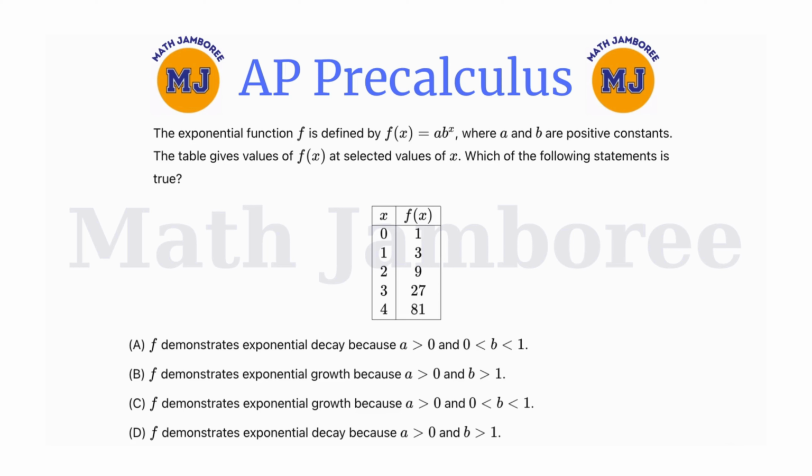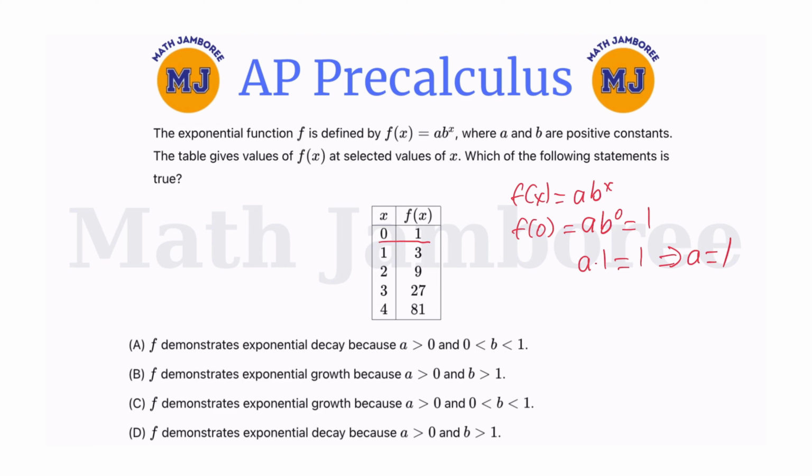The x values are 0 through 4 and the f of x values are given as 1 through 81. So we will just go ahead and use the given function and these data. We will substitute 0 for x. a times b to the power of 0 is equal to 1. So a times 1 is 1. Because of that, a is 1.